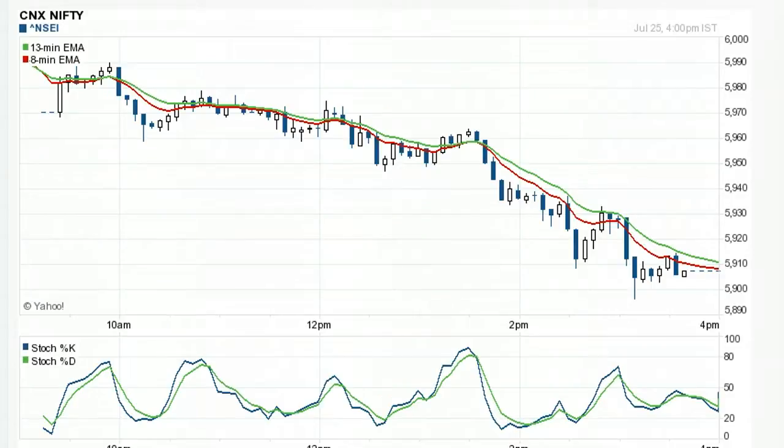So basically we're just going to use the EMA lines, the candlestick, and then probably the stochastic indicator just as an added indicator. As you can see here, the EMA lines are the red line and the green line, and I've set them to 8 minutes and 13 minutes.